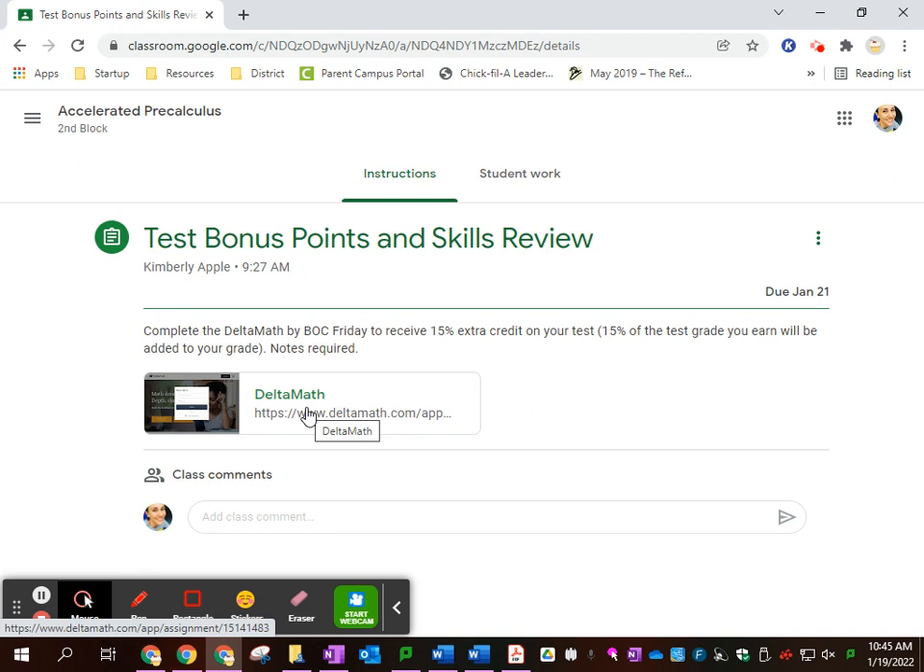I will take whatever grade you get on the test and I'll take 15% of that and I will add it on to your final grade for the test. So if you make 100, 15% of 100 is 15 points. So you'll get 115 in the grade book. Okay? But it has to be completely done, and I've got to see paper that corresponds to the work. But it is optional for you.